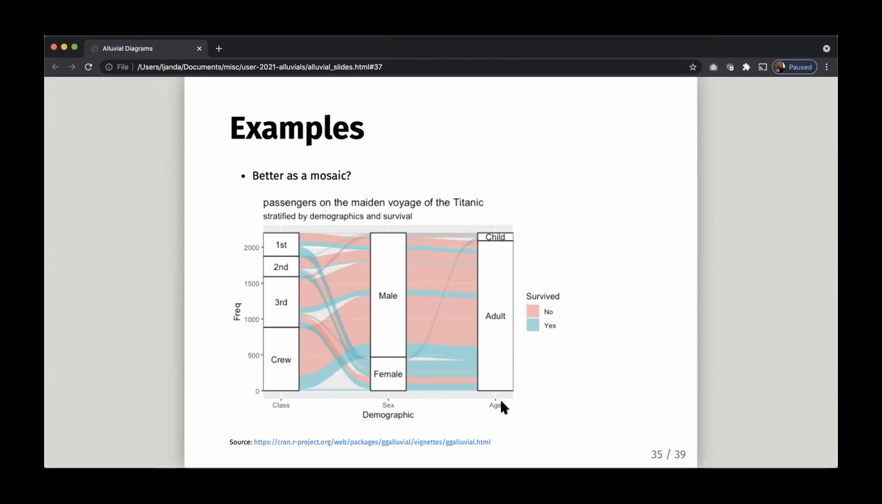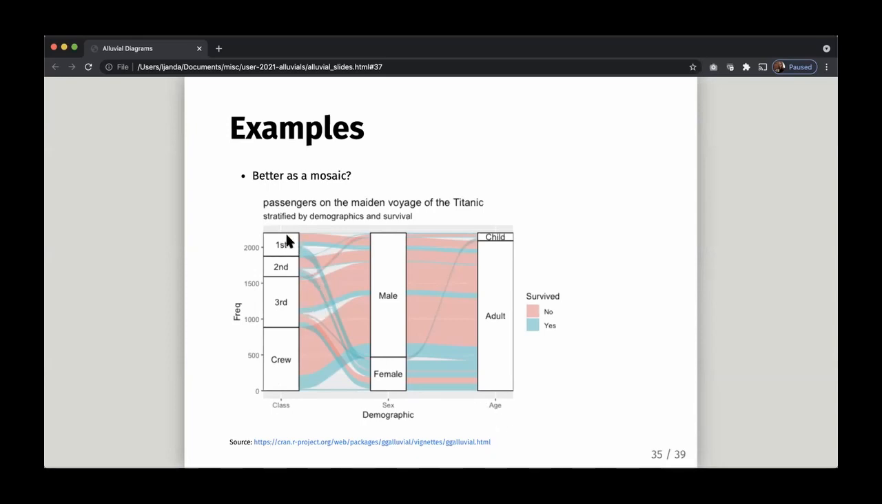And I think I've seen some alluvials that do this, and you can gain some information from them to some extent. However, it's kind of an odd use case for an alluvial. I think where alluvials really shine is showing that movement from one state to another. So here we've got class, then the sex, and then the age.